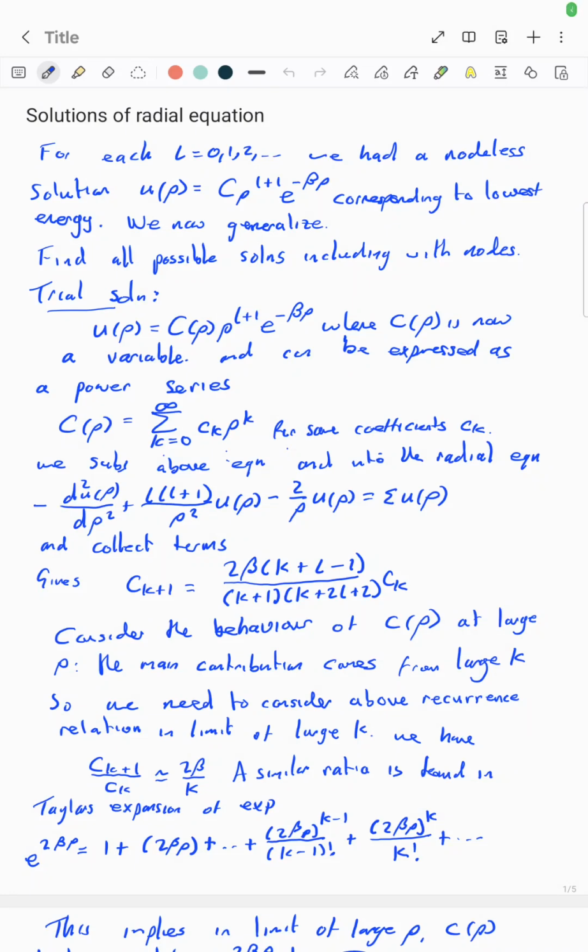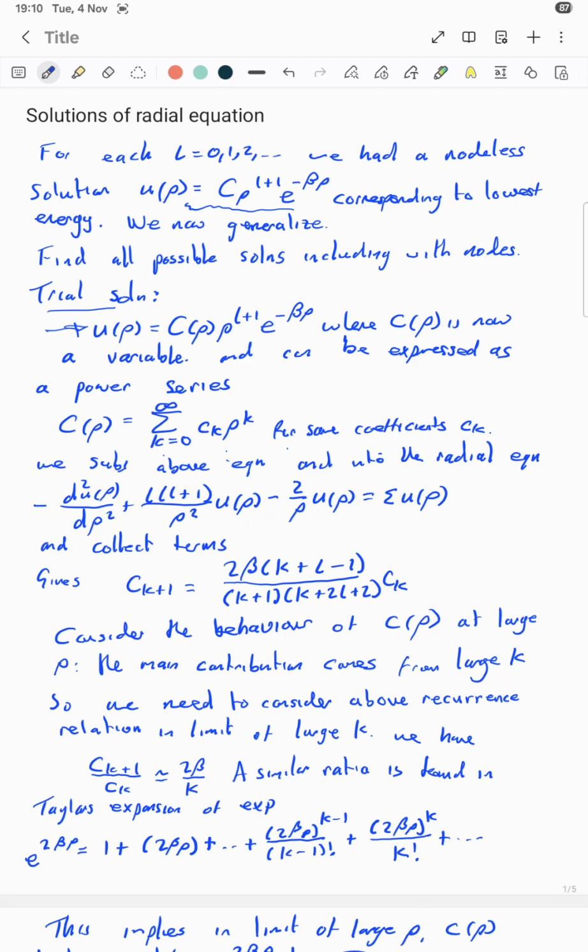Now continuing with our solutions of the radial equation, for each L equals 0, 1, 2 and so on, we find if we had a nodeless solution of the form here, corresponding to the lowest energy level. We now generalize. We find all possible solutions, including with nodes. So we take this trial solution here, u of rho equals C.